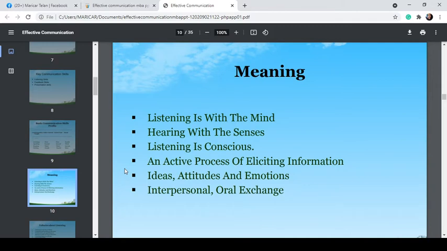Next, listening is conscious. When you listen, your brain works, and what comes alive there is the conscious mind. And then, an active process of eliciting information through ideas, attitude, and emotion, and also through interpersonal and oral exchange. When we say interpersonal and oral exchange, this is conversation.